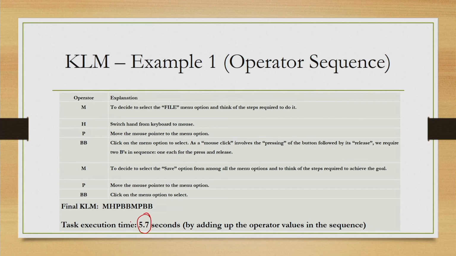Now, of course, here we are assuming that our hand was initially on keyboard. Now, if we do not use H, then this value will be slightly different. Other operators will remain the same. So, two things should be clearer from here. When we are building a KLM or keystroke level model, the initial assumption is important. Based on that assumption, we can get different values.